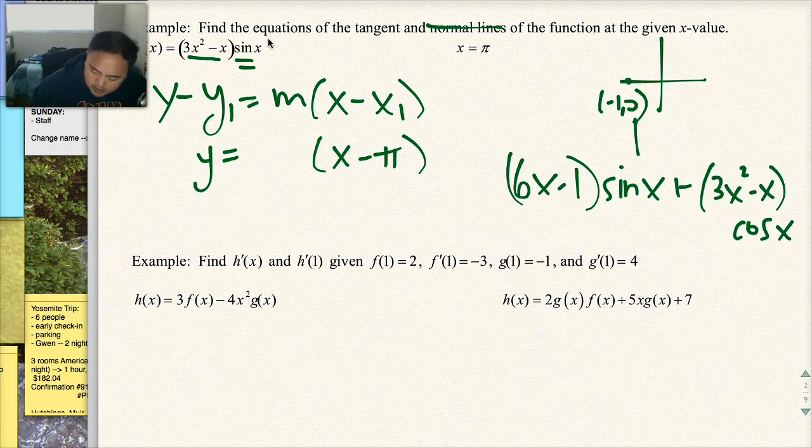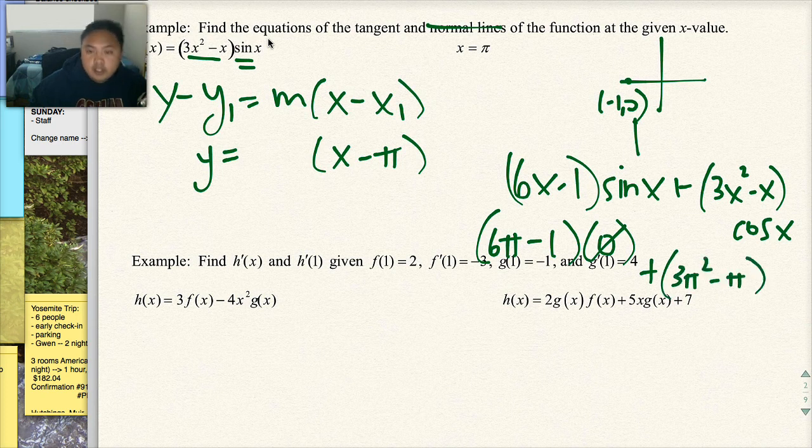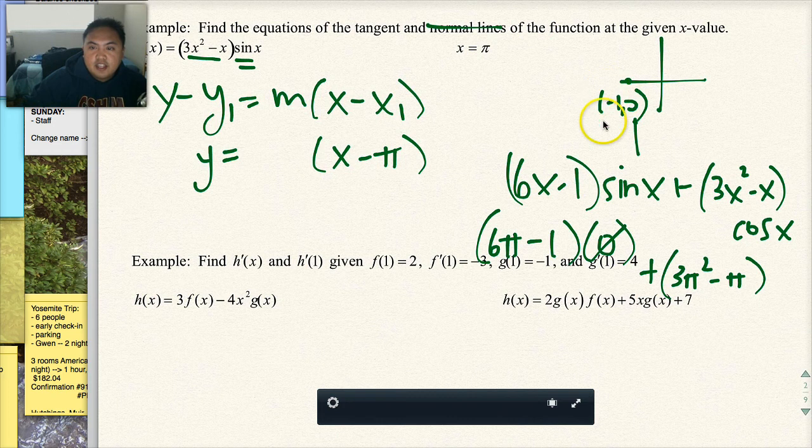Now I will plug in pi. On the first part, I get 6 pi minus 1. And remember, sine of pi is 0. Plus, I'm going to get 3 pi squared minus pi. And then cosine of pi is -1.